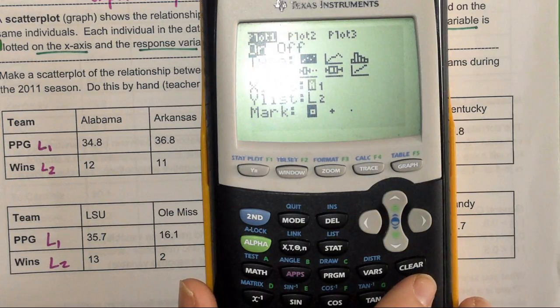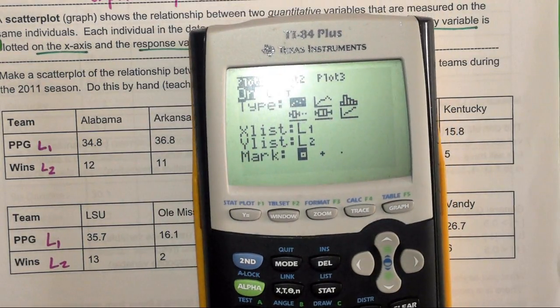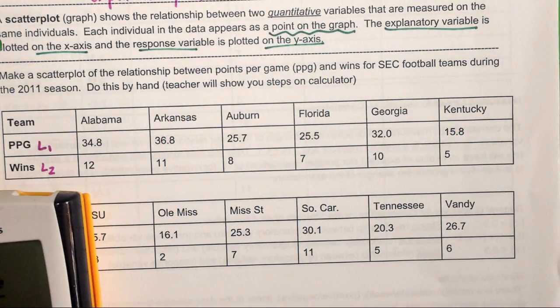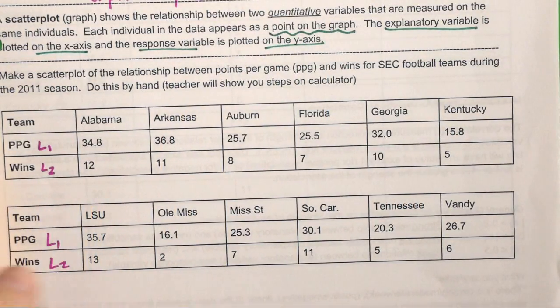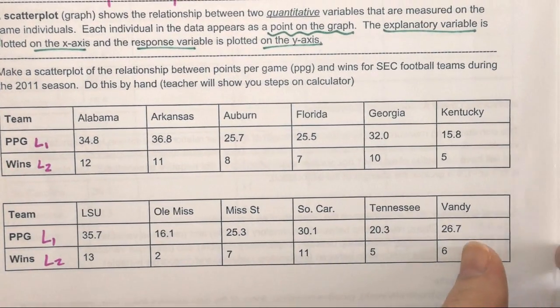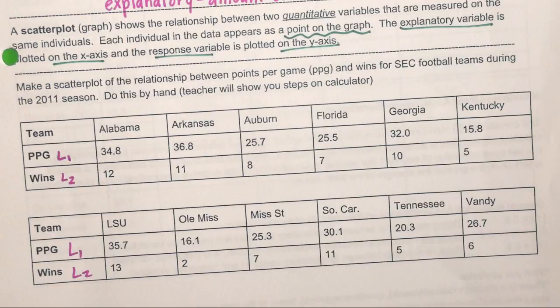Okay. But before we go crazy and just press graph, we probably need to confirm with ourselves, hey, should X list really be L1 or should X list be L2? Who's supposed to be what? So we need to go back to our problem and decide, really, who was the response variable and who was the explanatory variable. Would points per game be the explanatory?